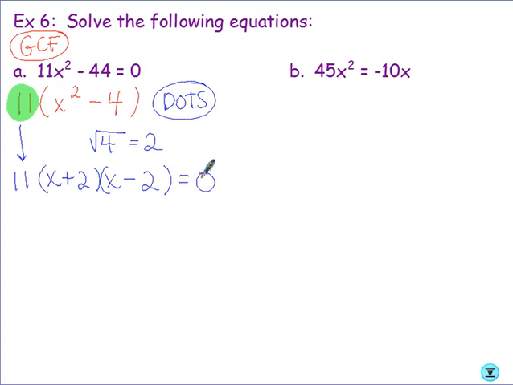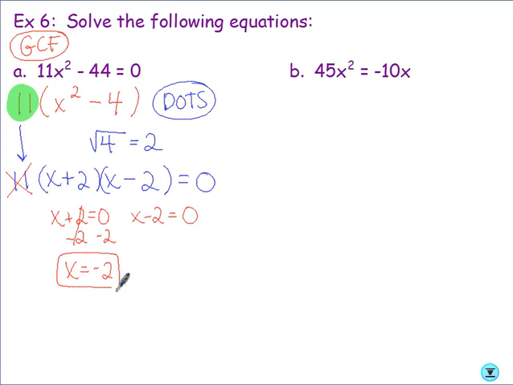Now, let's take a look at the next step. Does our GCF have an x with it? No. Cross it off. X plus 2 equals 0. X minus 2 equals 0. Here, subtract 2 from both sides. We get x equals 0, take away 2, is -2. Here, add 2 to both sides. We get x equals 0 plus 2 is 2.